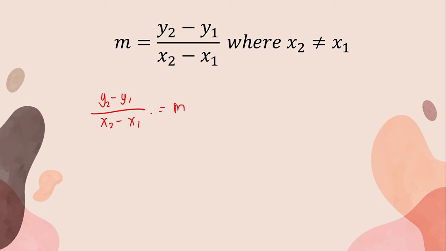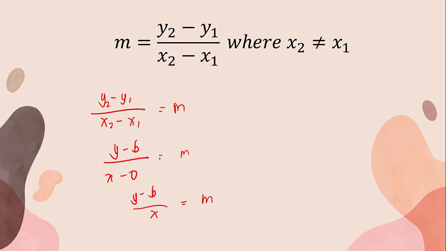So we have to replace x sub 1 and y sub 1 by 0 and b, because we're going to look for the y-intercept, and x sub 2 and y sub 2 by x and y only. So we have y minus b over x minus 0. That is y minus b over x minus 0, which is x, equal to m.